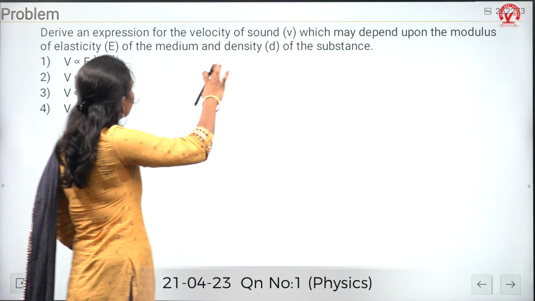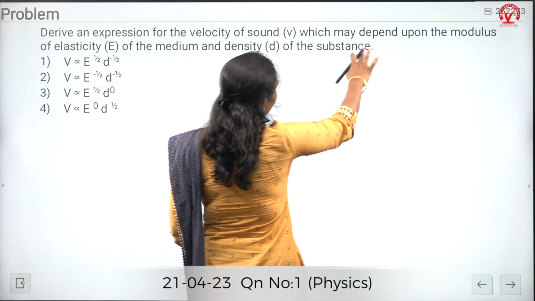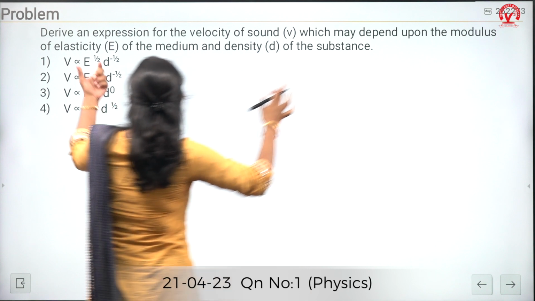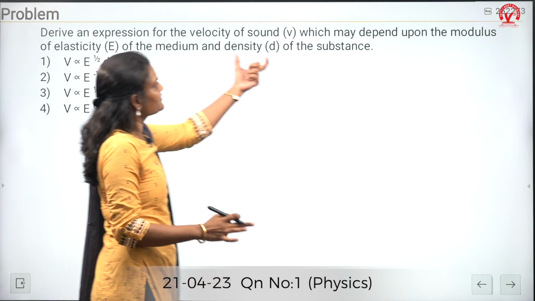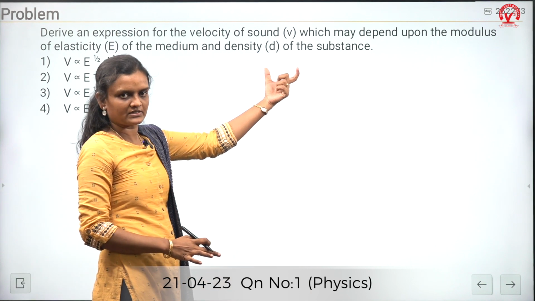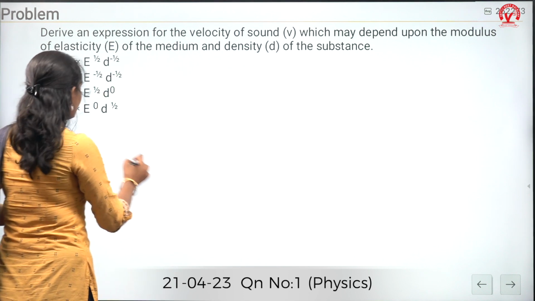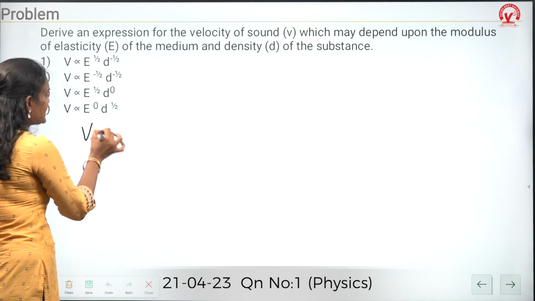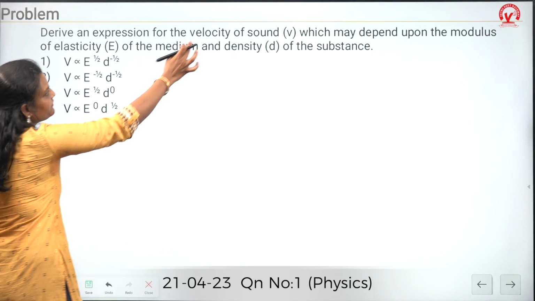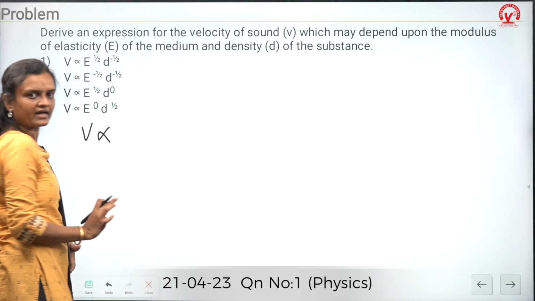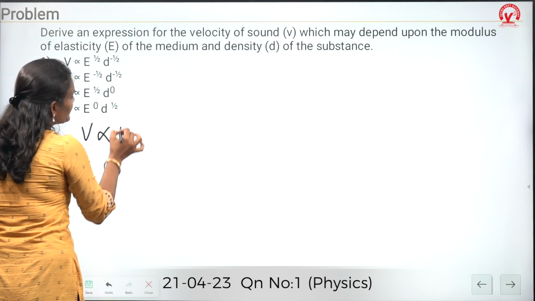Derive an expression for the velocity of sound which may depend upon the modulus of elasticity as well as the density of the substance. In the options they raise the power. So here V depends upon, V is directly proportional to the modulus of elasticity.